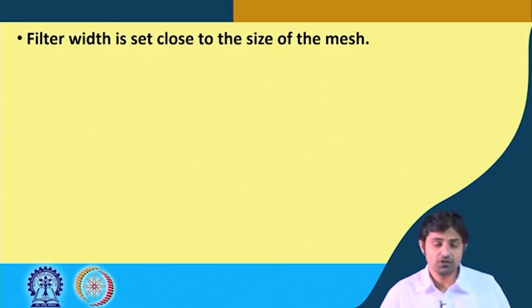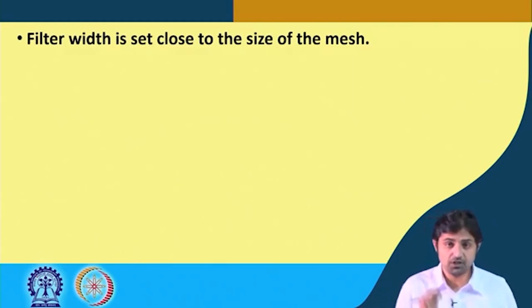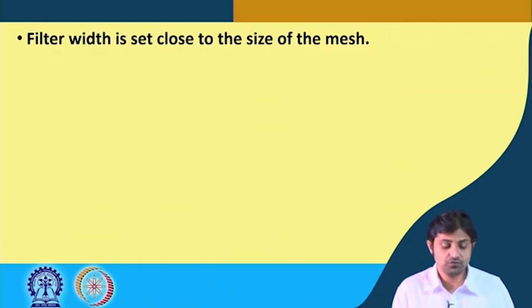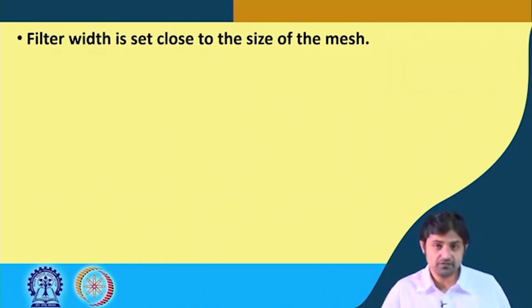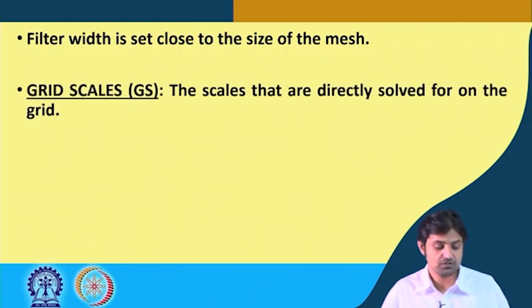Now what would be the filter? Filter means up to what length should we cut it? The filter width is set to be close to the size of the mesh. There are some terms that we use in LES for the size of the mesh. One is the grid scale, GS. The scales that are directly solved for on the grid are called the grid scales.